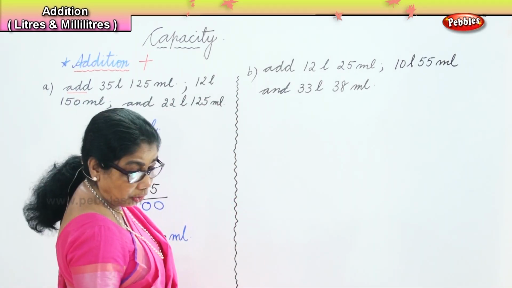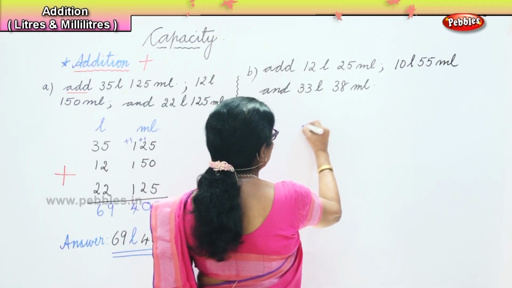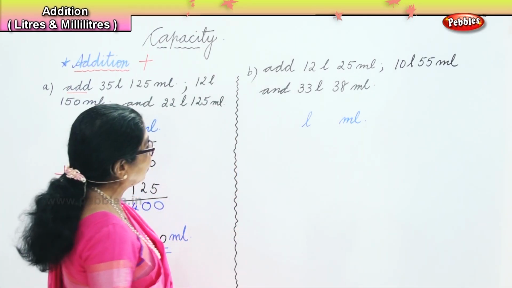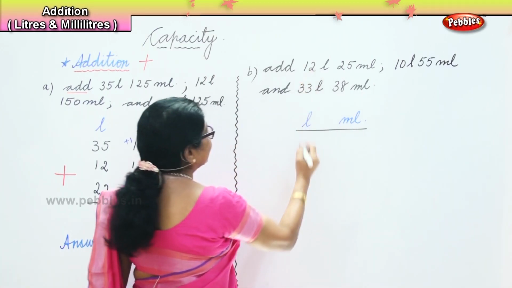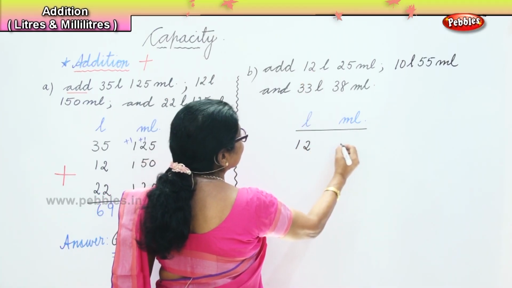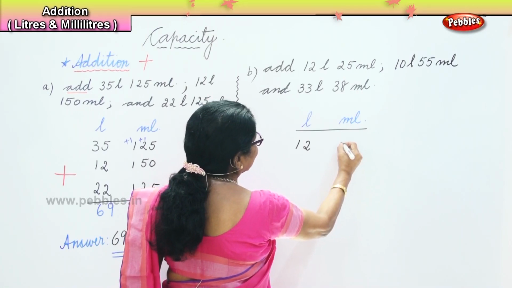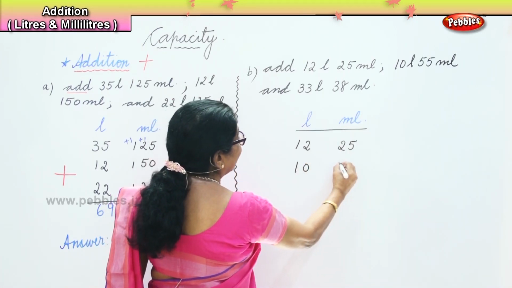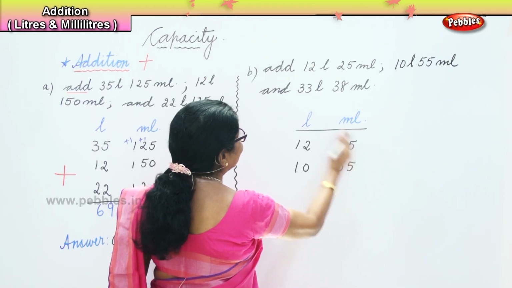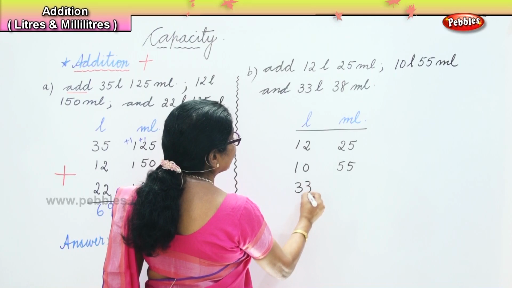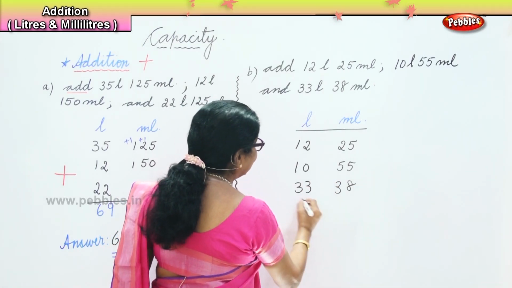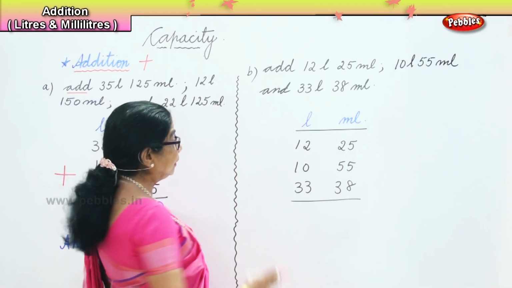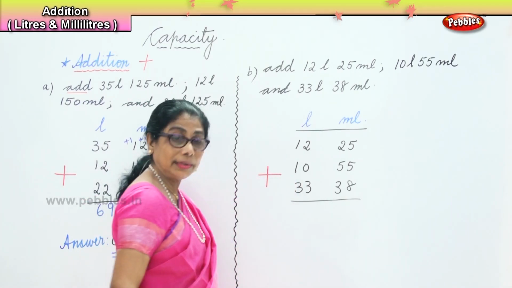We're going to arrange it according to liters and milliliters. That's the first thing we need to do. Okay, now let's arrange them accordingly. First, 12 liters, 25 milliliters. Next, 10 liters, 55 milliliters, and 33 liters, 38 milliliters. Alright, now we have arranged. What are we doing? We are doing addition, so put the addition sign to remind ourselves.